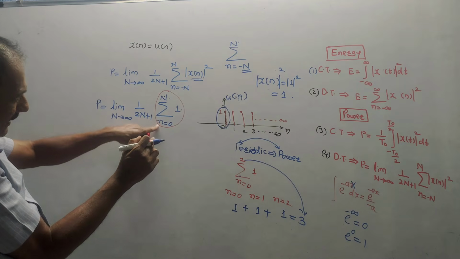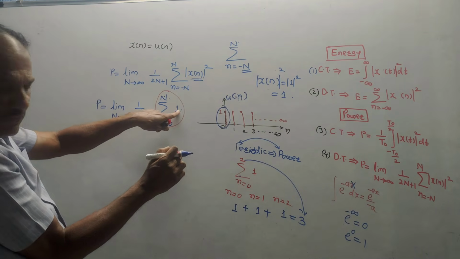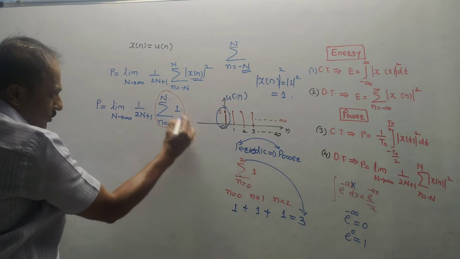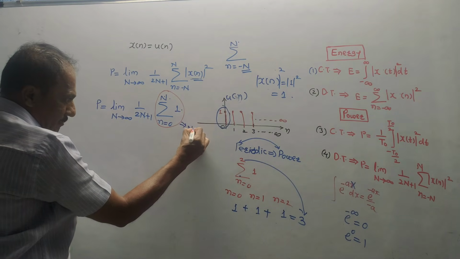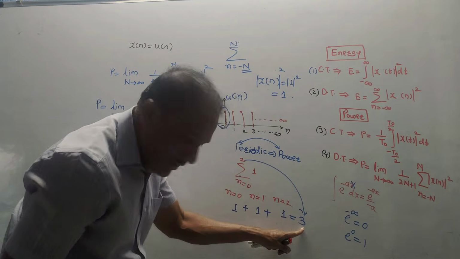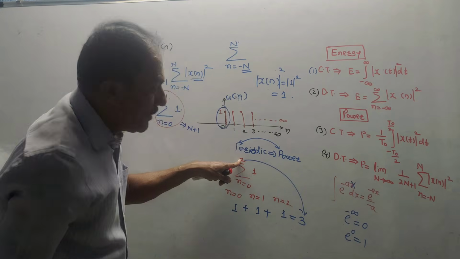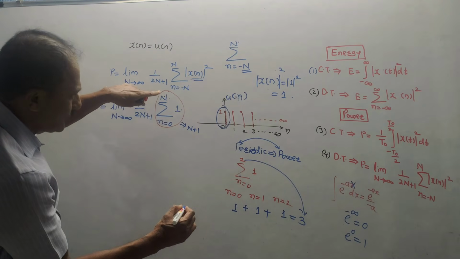Likewise, here the upper limit is N, and inside the summation we have 1, same as what I have explained. The upper limit is N, so the answer of this summation will be N plus 1. Same way, here the upper limit was 2, we got answer 3. How did we get it? 2 plus 1. Likewise, the upper limit is N, so N plus 1.